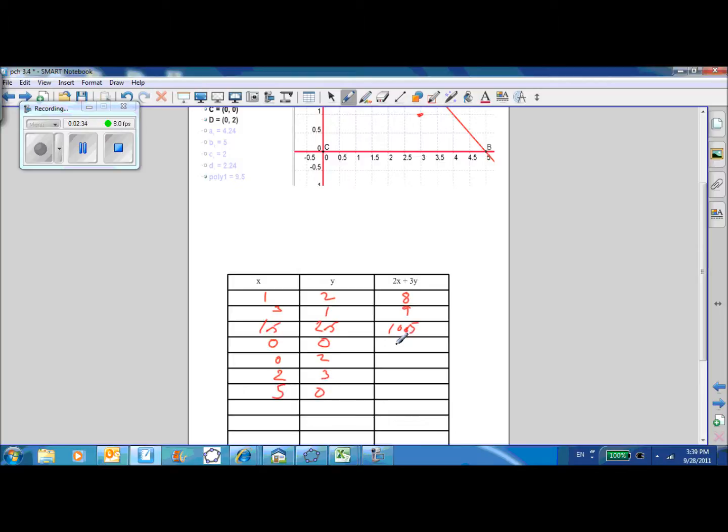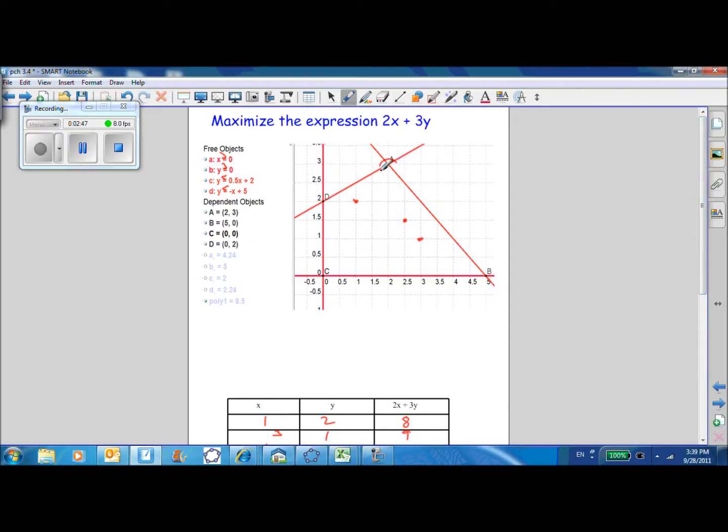And when we look at these, we get 0 for that. (0, 2) only gives us 6. (2, 3) gives us 4 and 9, which is 13. That's our record so far. (5, 0) gives us 10. So there's your maximum. At (2, 3), notice it's a corner. You get your maximum value for the expression 2x plus 3y.